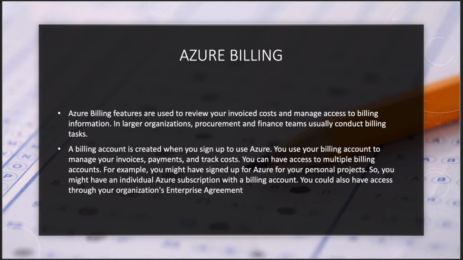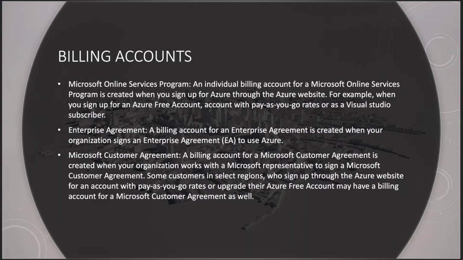So you can have access through your organization's enterprise agreement and really get a real feel for what you're actually spending. So there's some billing accounts that go in here. Again, I have an individual billing account for Microsoft Online Services, and that's what I did when I signed up. But I can also get other accounts, right? I can get an enterprise agreement. So we can actually go ahead and sign an enterprise agreement, and then there's the customer agreement.